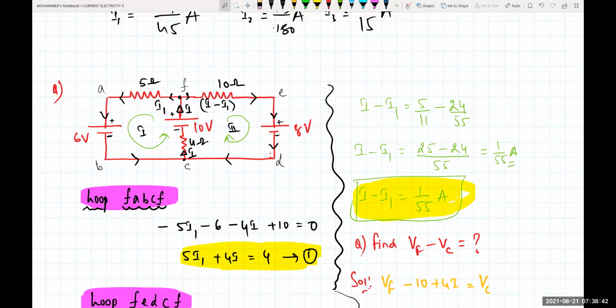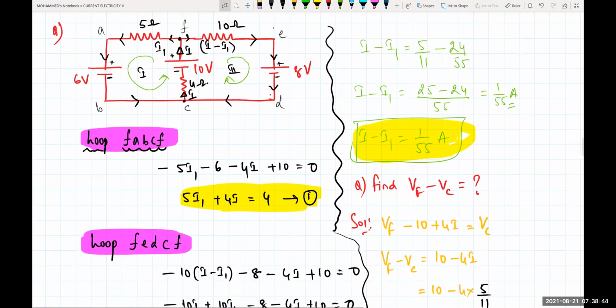Then what he needs? Potential across F and C, using Kirchhoff's law. VF. Okay. I'm going from F to C. I'm ending at the negative terminal, minus 10. What is the current we are getting? 4 into I, opposite direction to the current. So plus 4I is equals to VC. Is it clear? Is it clear?